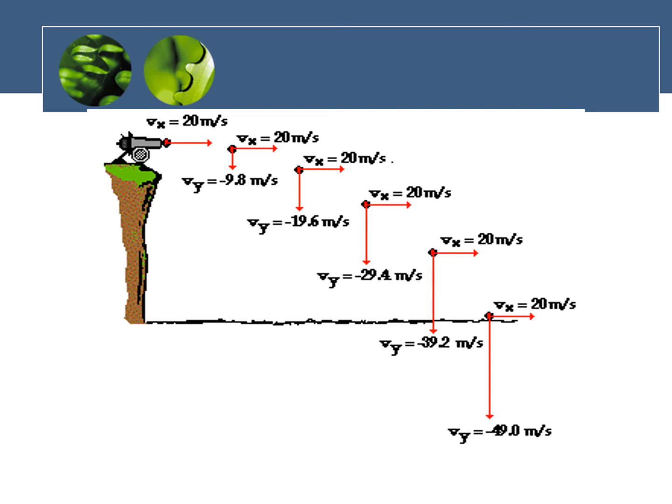is changing. Initially, it is 0, then negative 9.8 meters per second. After 1 second, it becomes negative 19.6 meters per second. After another second, negative 29.4 meters per second, and so on. You will see that the vertical component is increasing its speed with a downward direction.